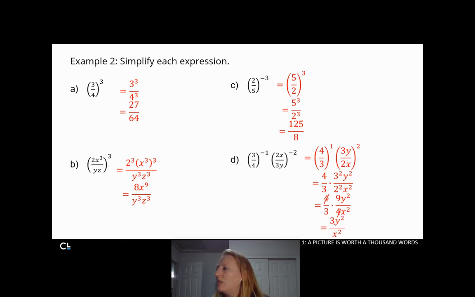So 9 divided by 3 is 3. We still have our y squared. We still have our x squared in the denominator. Yay. So it's starting to get a little more complex, only because we're throwing in more junk all at the same time. But I think you've got the idea.